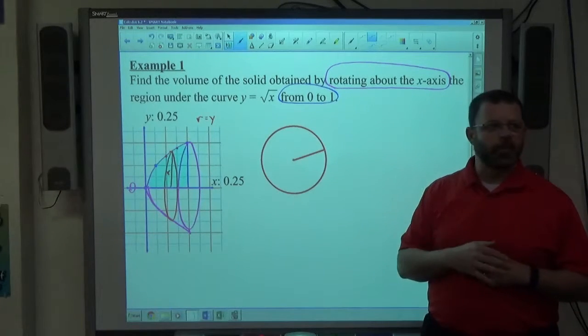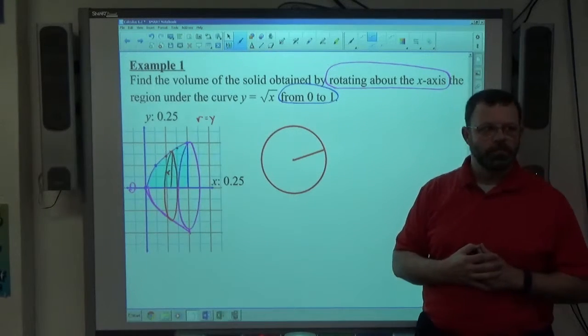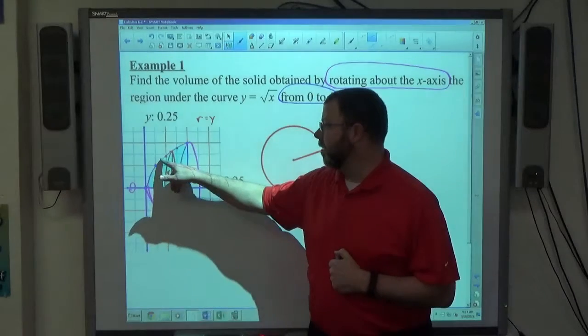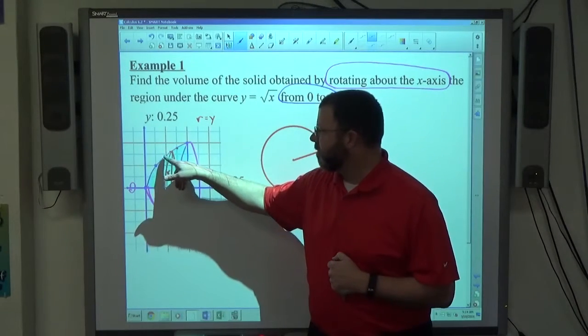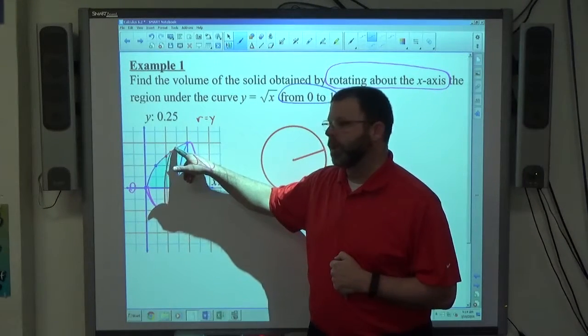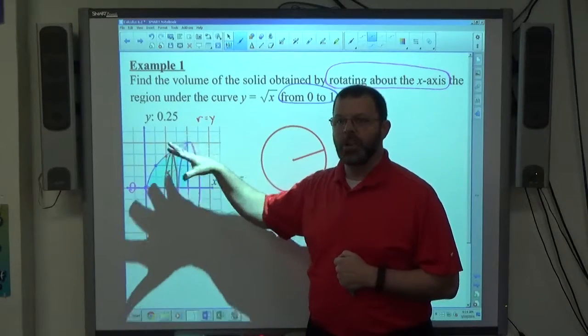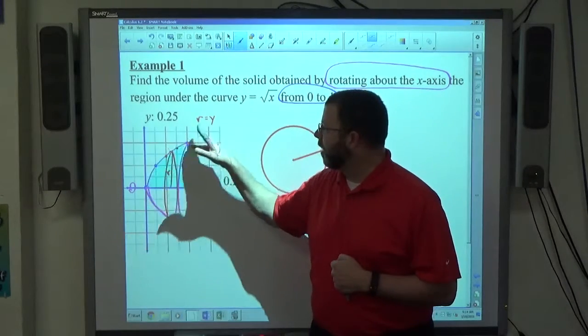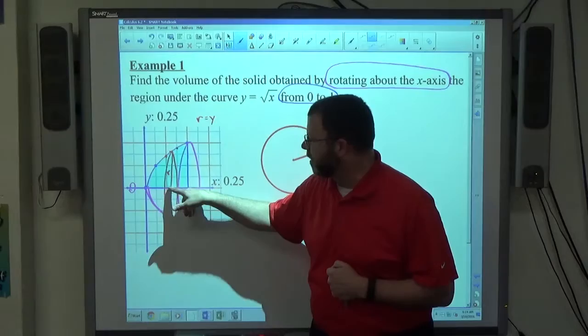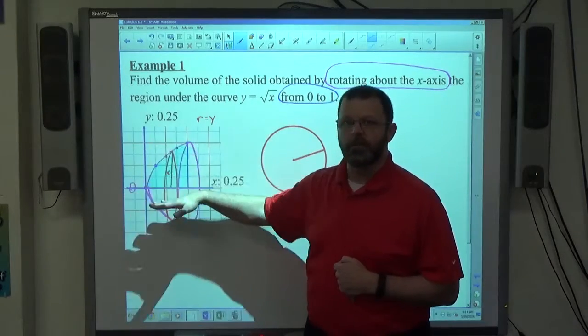Is the radius the same for all the circles? No. So if I'm here it's 0.5, if I'm here it's 0.7071, if I'm here it's 0.8660, if I'm here it's 1, it's changing. Okay? But every time I look at what the radius length is, it goes from the x-axis up to the curve, which is a height of y. Right?